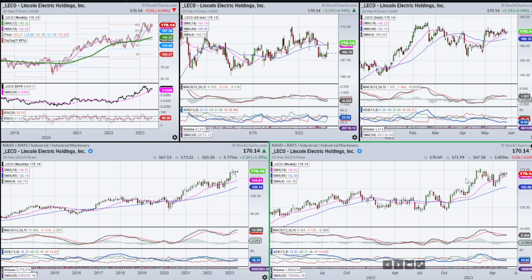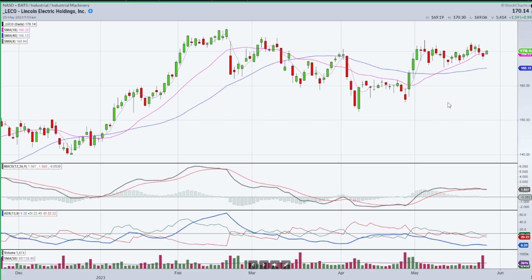If we go to the daily, you can see it a little bit more clearly. We want to see this work its way through, really get through this resistance zone here. And I'd like to see it with green DI popping as well. So I wouldn't be in a big hurry here unless I get confirmation. I'd love to see a big green bar with some volume and some green DI.